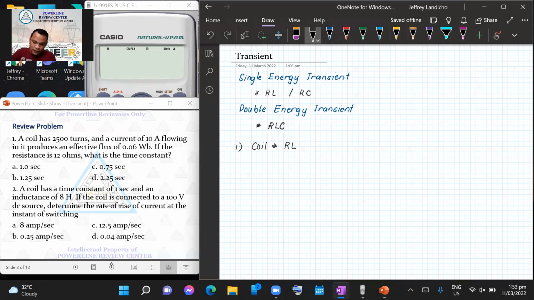So a coil has 2,500 turns and a current of 10 ampere flowing in it produces an effective flux of 0.06. However, if the resistance is 12 ohms, what is the time constant? Sino yung time constant na yan? So puntahan natin yung single energy transient. So let us consider for single energy transient, meron tayong RL circuit.